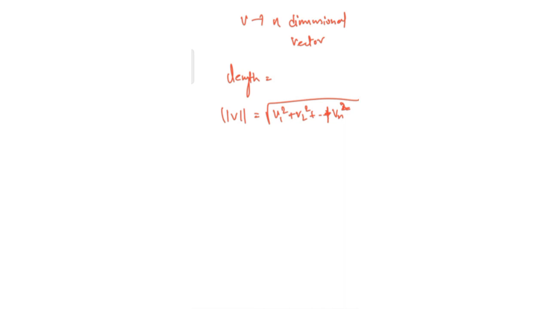And now if I extend this, to be honest, the root over 1 squared plus 1 squared plus 1 squared plus so on till 1 squared of this n. This is the nth term. So this would be the length of the diagonal.